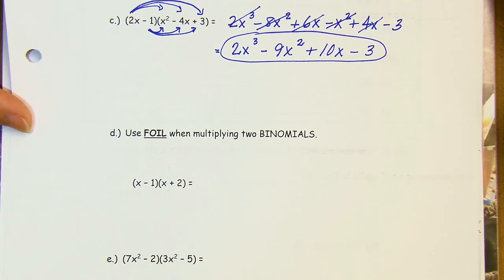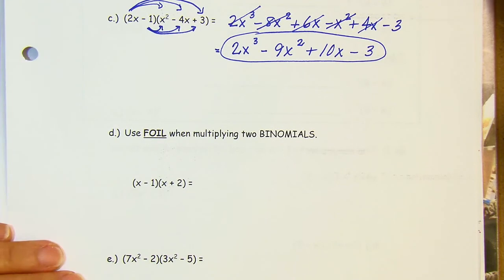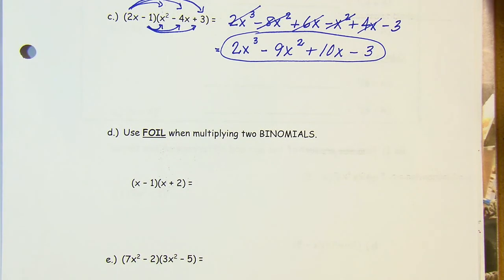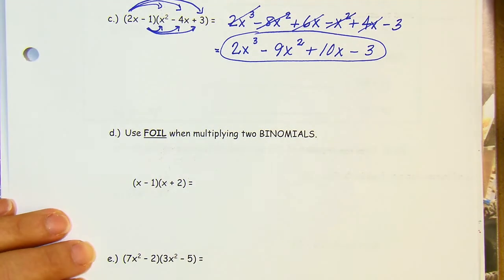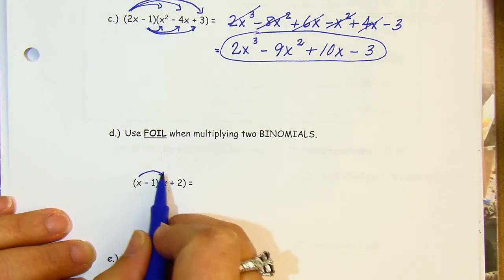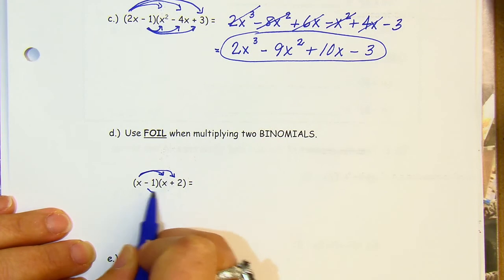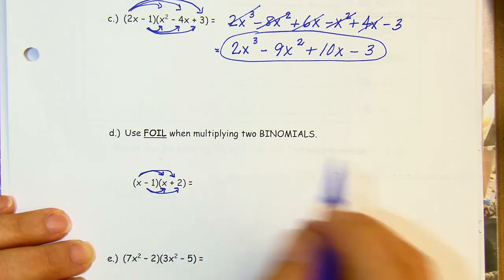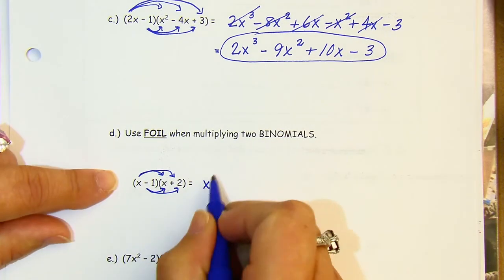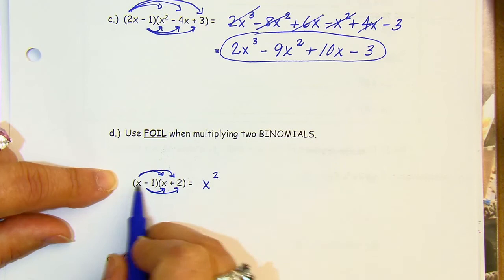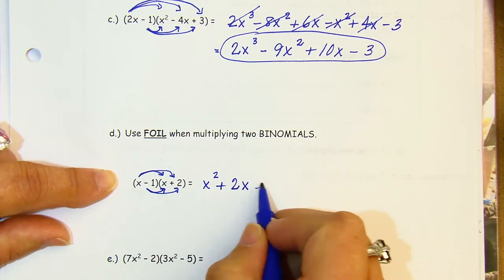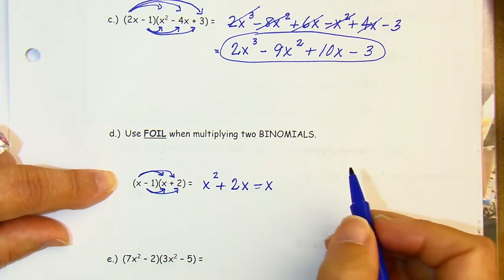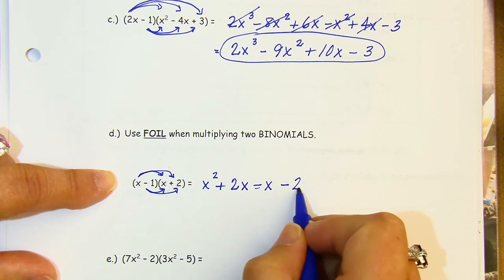Use FOIL when multiplying two binomials. So remember, FOIL represents first, outer, inner, last. Or you can think of it as double distributive property again, this time with two terms across two terms. Alright, x times x, x to the power of 2. X times 2 plus 2x. Negative 1 times x, negative x. Negative 1 times 2, negative 2.